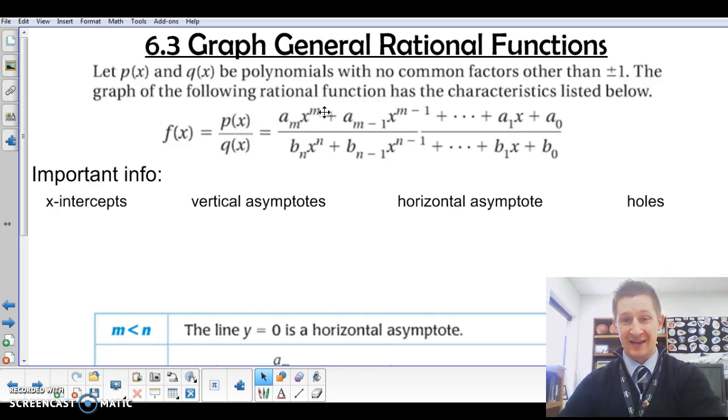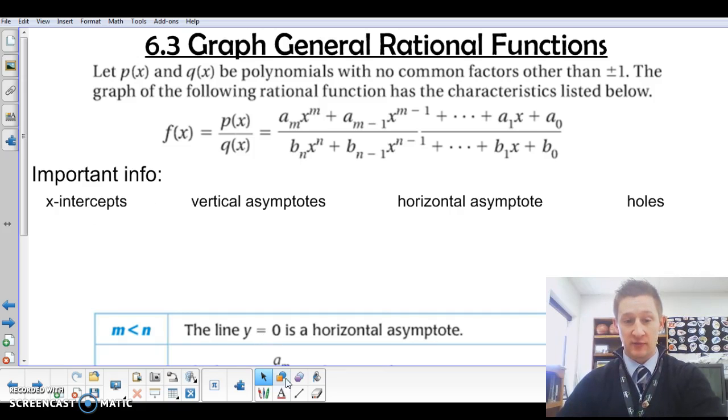So p of x is any particular polynomial for a numerator, and q of x is any particular polynomial for a denominator. Now, the x-intercept of a function like this is going to be the x value that makes the entire function equal 0. Well, if I have a fraction, in order to make that fraction equal 0, I need to make the numerator equal 0, because 0 divided by anything is 0.